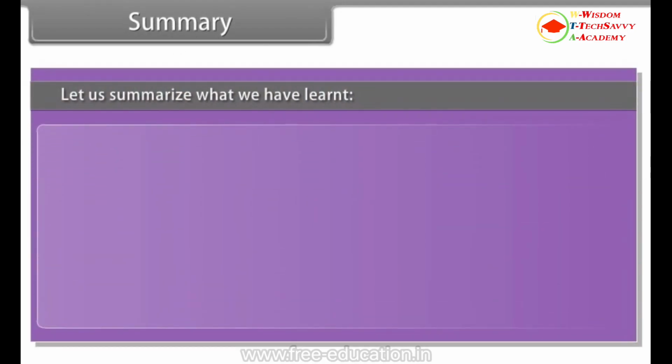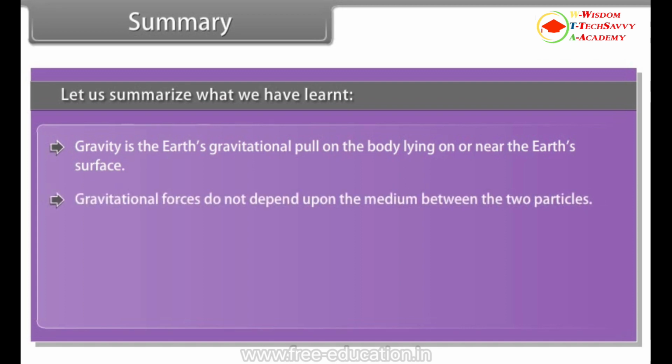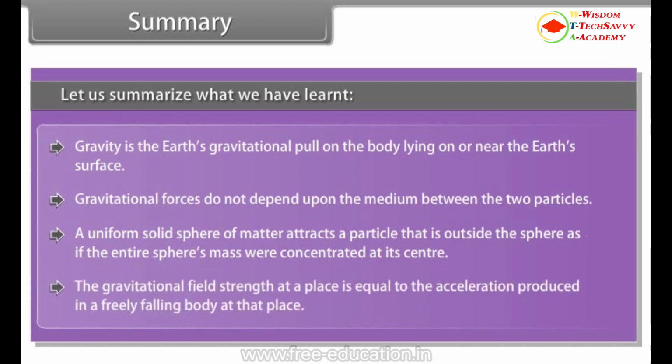Summary. Let us summarize what we have learned. Gravity is the Earth's gravitational pull on a body lying on or near the Earth's surface. Gravitational forces do not depend upon the medium between the two particles. A uniform solid sphere of matter attracts a particle that is outside the sphere as if the entire sphere's mass were concentrated at its center. The gravitational field strength at a place is equal to the acceleration produced in a freely falling body at that place.